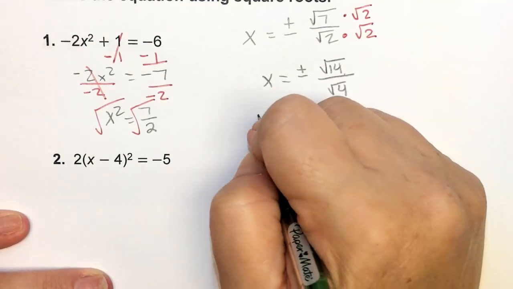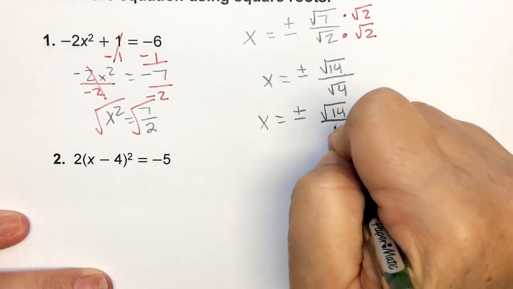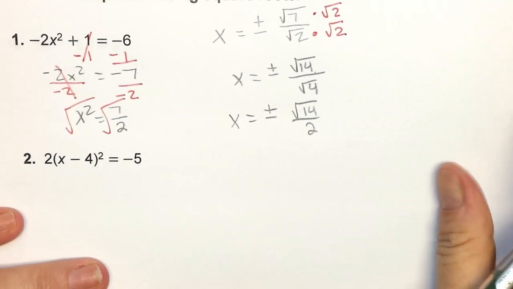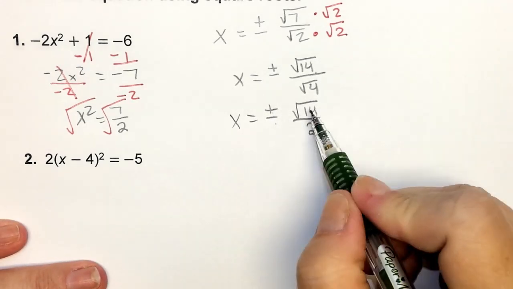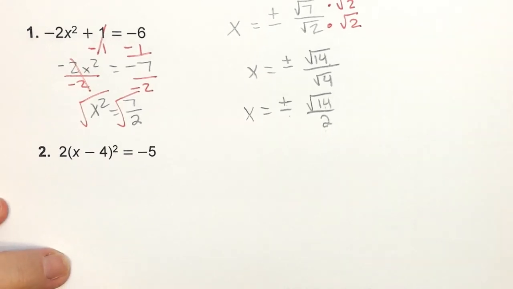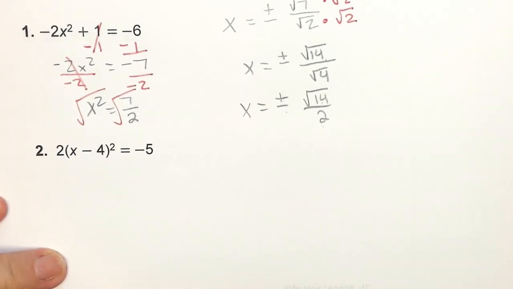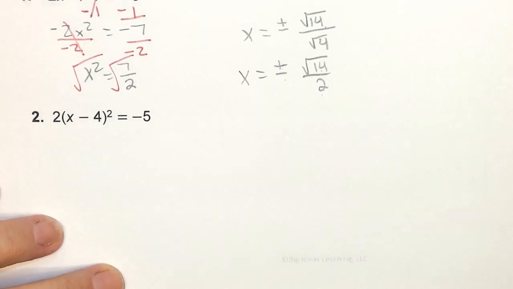So this becomes x equals plus or minus the square root of 14 over 2. So your solutions are positive square root of 14 over 2 and negative square root of 14 over 2. So that's where it would cross the graph on the x-axis. All right, so hopefully you gave number 2 a try. If you didn't, please pause the video and try it now.